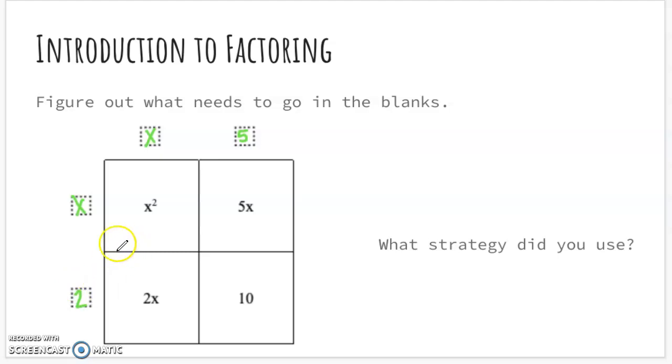And I could follow through and double check. 5 times 2, does that make 10? It absolutely did. So I ended up with x plus 2 times x plus 5. That's my factored form of this polynomial.